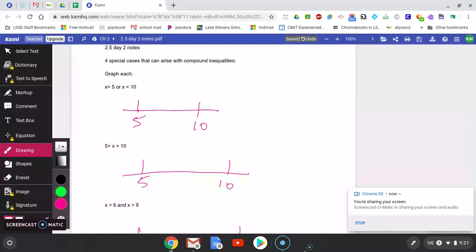All right, so for day 2 of our 2.5 notes, we're going to look at the 4 special cases that can arise when we're dealing with our compound inequalities. So let's take a look at this first one. It says x is greater than 5 or x is less than 10. Go ahead and take a second and graph it, and then let's talk about it once you've got it graphed.